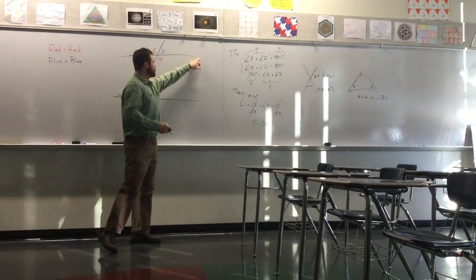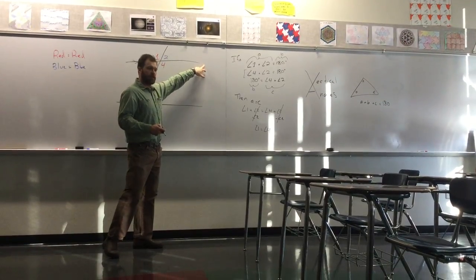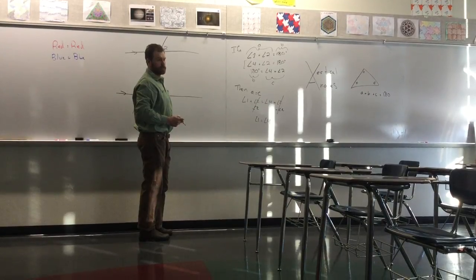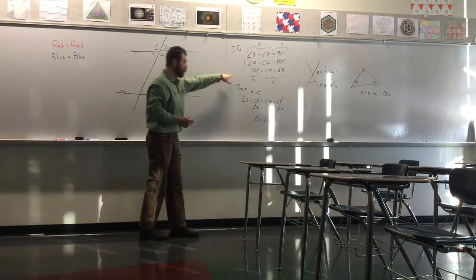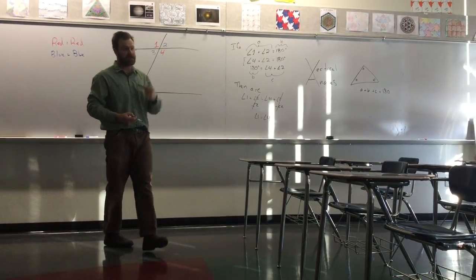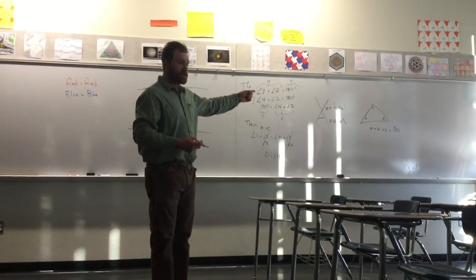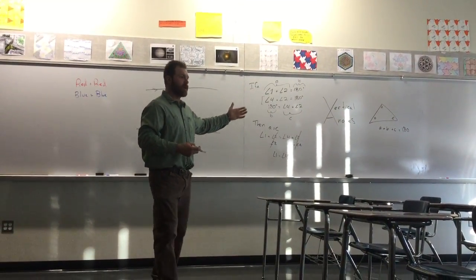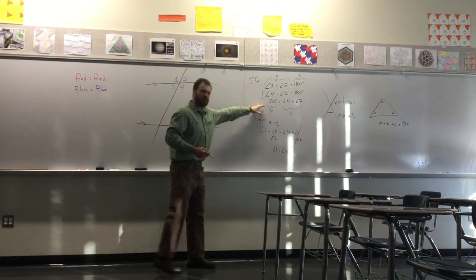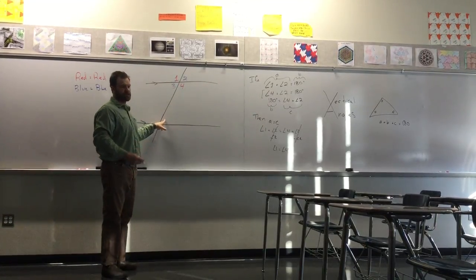if I don't want these two lines to intersect, right? If they intersect, what do I have? Okay, I have one intersection, I have two intersections, I have three intersections. What do I have when I have three intersections, three lines? A triangle. Okay, right? So if I want these not to intersect down the road somewhere, what do I have to make these two angles equal to?